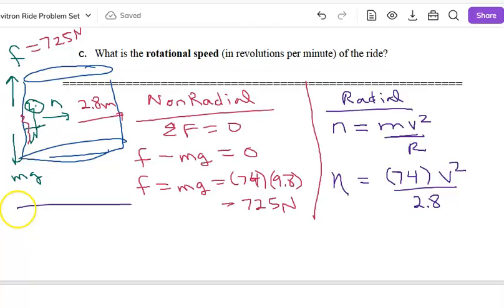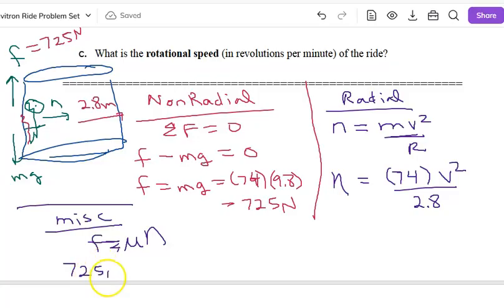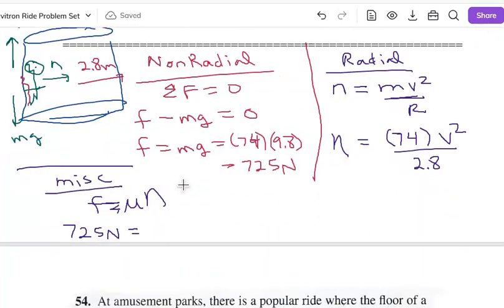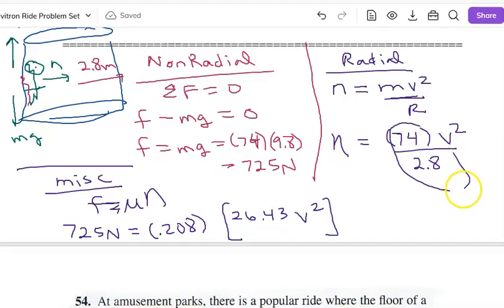So in our miscellaneous column, friction equals mu times the normal force. And we know we need 725 newtons of friction. We know that mu is 0.208. And we know the normal force is this combination. I'm going to do 74 divided by 2.8, which is 26.43 v squared. So I just combine these two things, 26.43.